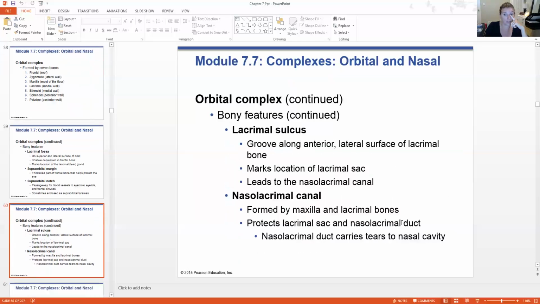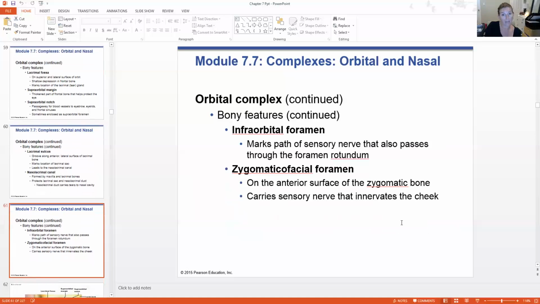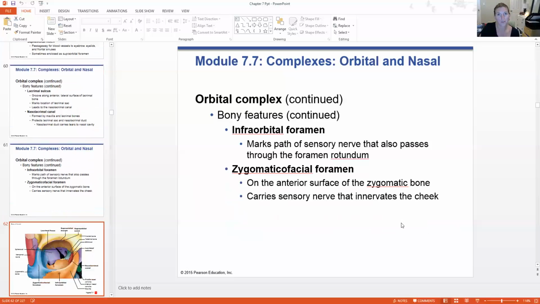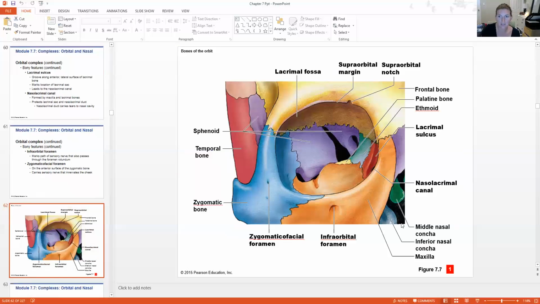The lacrimal sulcus is the groove on the lateral surface of the lacrimal bone, marks the location of the lacrimal sac. It's this little inner pocket. And the nasolacrimal canal is formed by the maxilla and lacrimal bones. It's basically allowing your tears to drain into your nasal cavity. You have the infraorbital foramen, marks a little sensory nerve that's going just underneath of your eye, and then the zygomaticofacial foramen, which is on the anterior surface of the zygomatic bone, just for some more sensory information from your face.